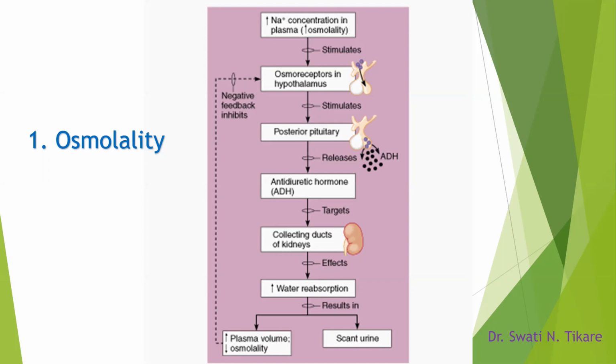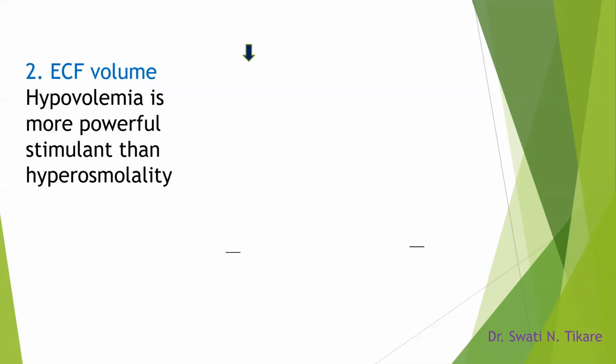So increased osmolality stimulates ADH secretion, whereas decreased osmolality decreases the ADH secretion. They are not contradictory, they go hand in hand. Whenever there is increased osmolality, there is an increase in ADH, and if osmolality decreases, there is a decrease in ADH. This is how osmolality plays a role in regulating ADH secretion. Next, we will go to ECF volume and how it acts.